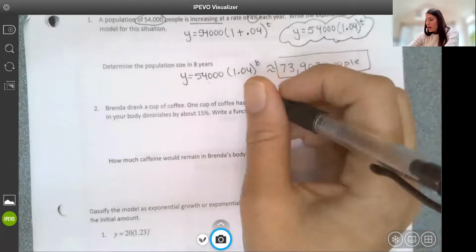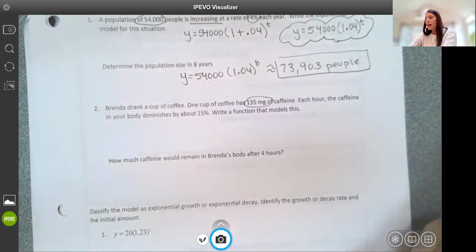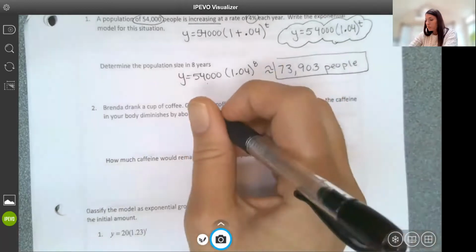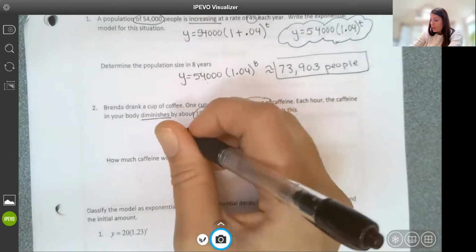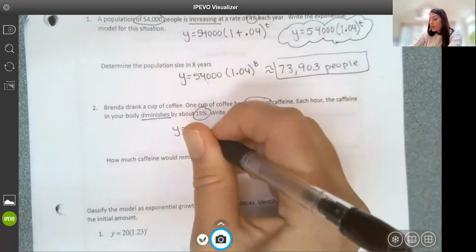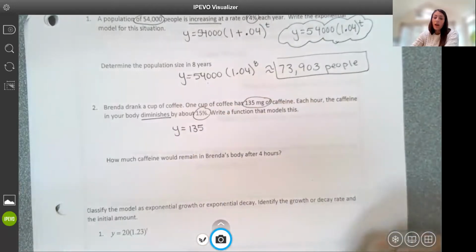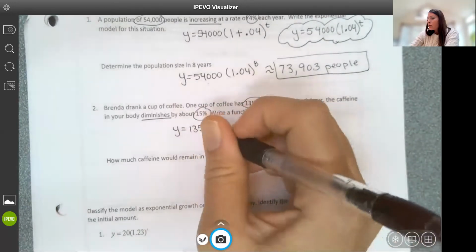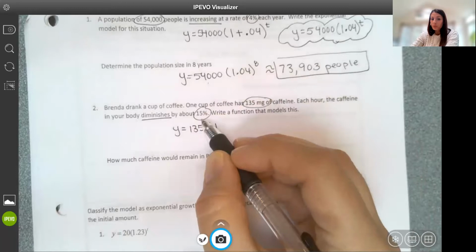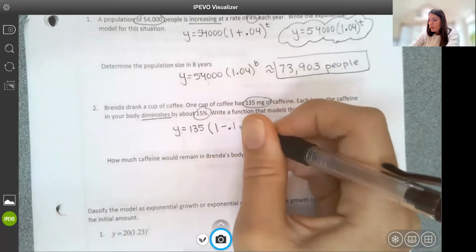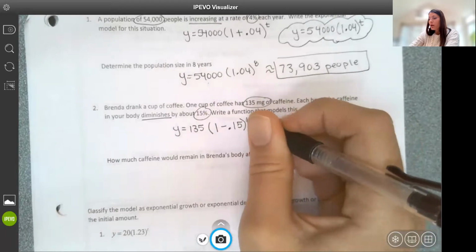So she drank a cup of coffee. That cup had 135 milligrams of caffeine. For each hour after you drink caffeine, your body, it says here, is diminishing at about 15%. Okay, diminishes, losing some of that caffeine content in your system. So that's going to be decay. I know that I'm starting with 135 milligrams of caffeine. That's my initial amount. I am losing milligrams of caffeine by 15% in each hour. So minus 0.15, again, as a decimal to some time value.